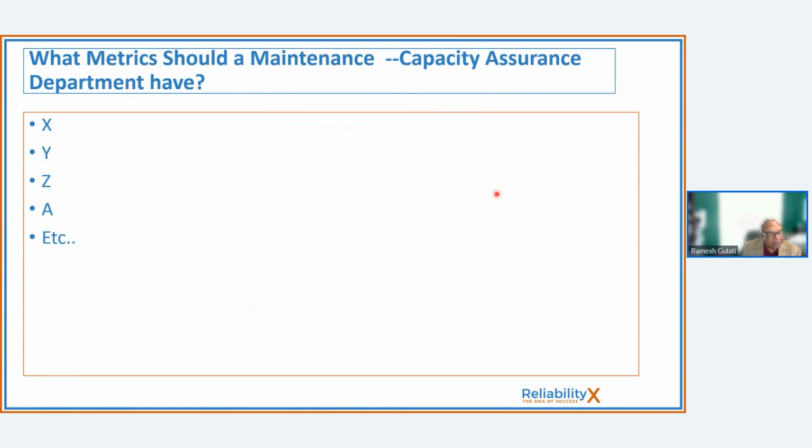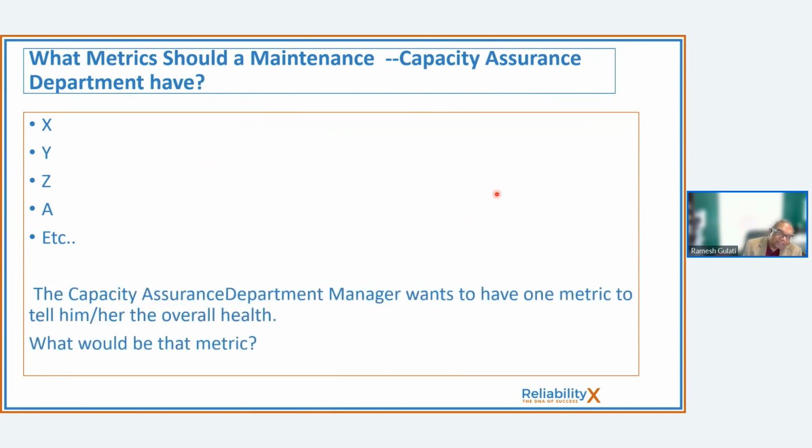Let's look into this. The manager or their director, the department VP, says, okay, you are giving me these four or five metrics, but I don't want to look at all of them. Give me one metric which can tell me the health of my maintenance department, my capacity assurance department. So what would that metric be? I'm just trying to give you some time. I have run into several managers who want it that way. So how do you do that?